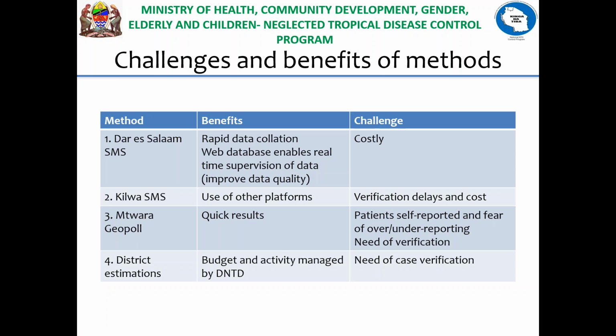But there was a challenge that it was self-reporting. There's a need also for verification to make sure that what they've reported is exactly lymphedema or hydrocele. And for the one which we've done for district estimation or regional district estimation, the budget is embedded within the activity, so it's not borne directly by the program.